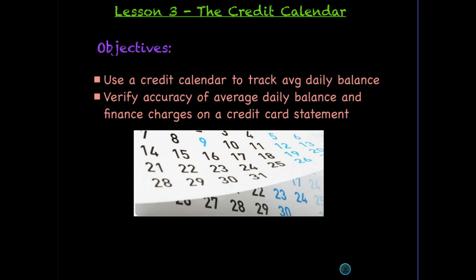In the previous lesson, you had some practice calculating the average daily balance. In this lesson, you will look at purchases and payments on a credit card statement and use a credit card statement calendar in order to help you determine the average daily balance.